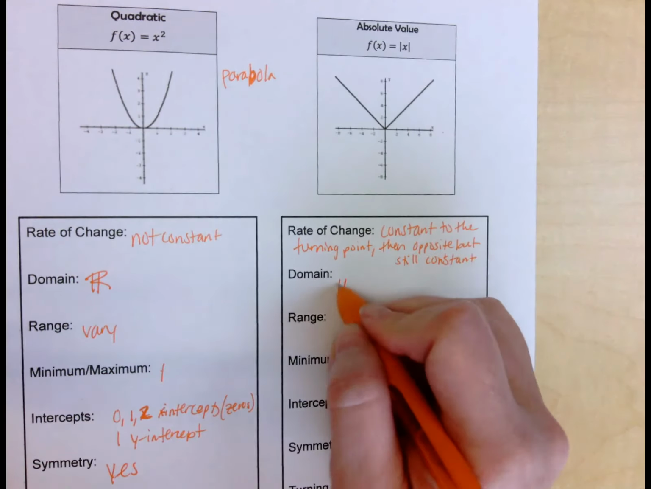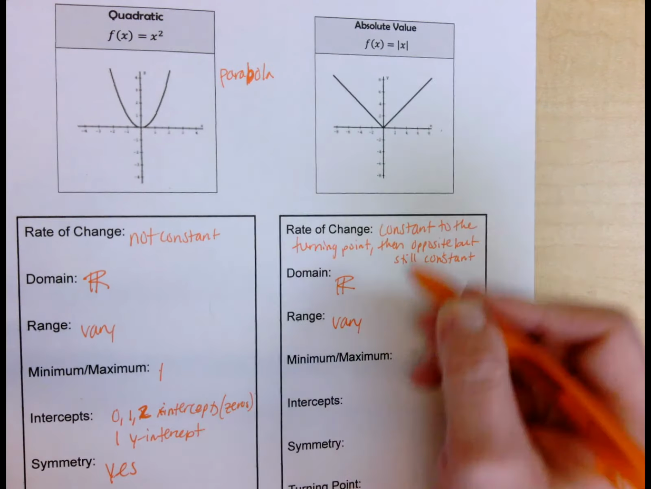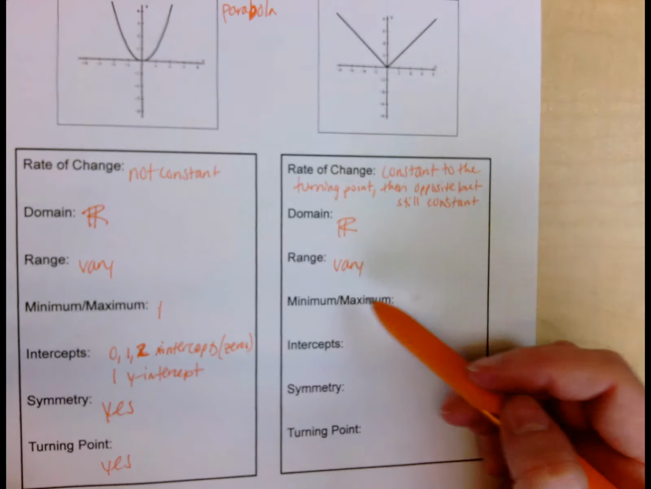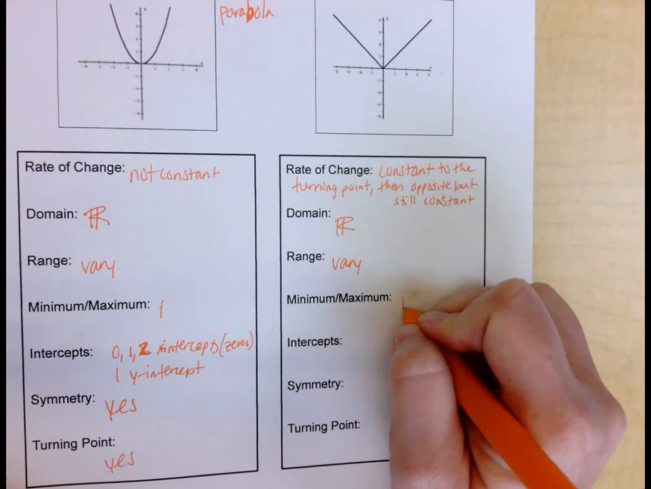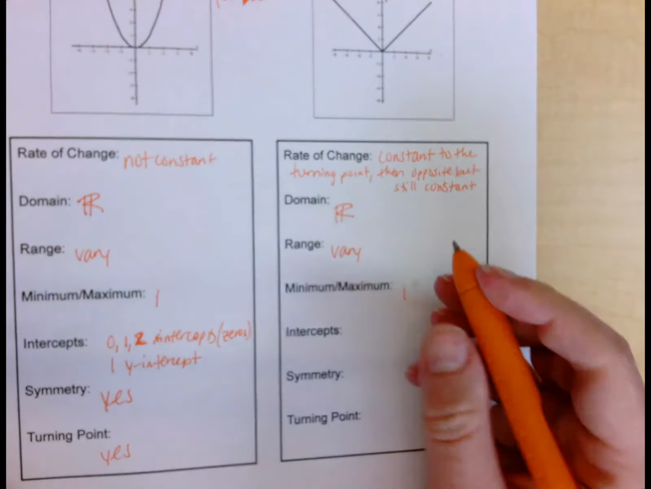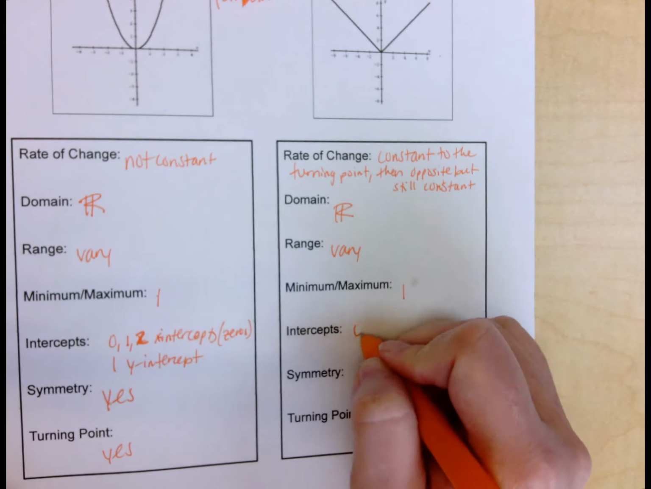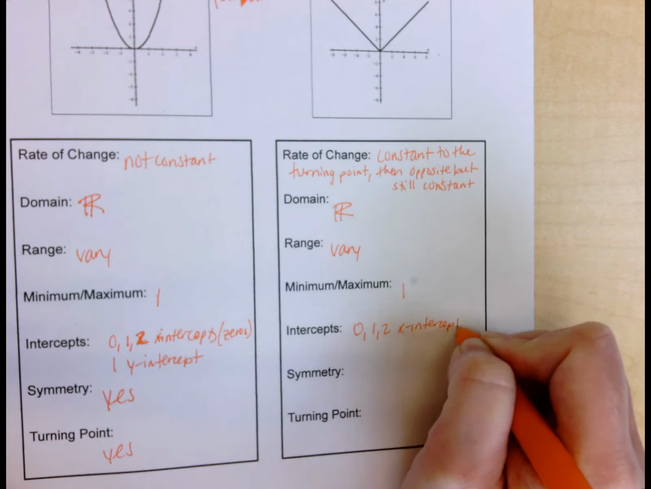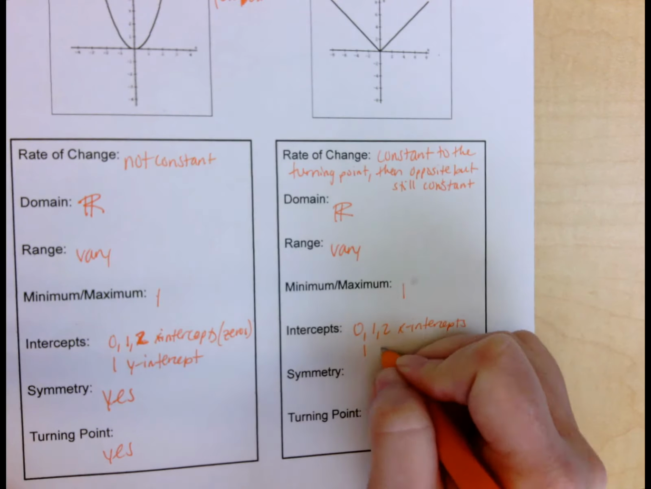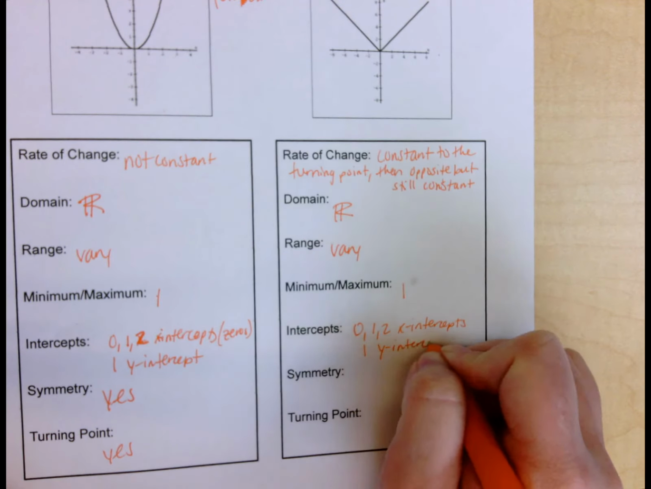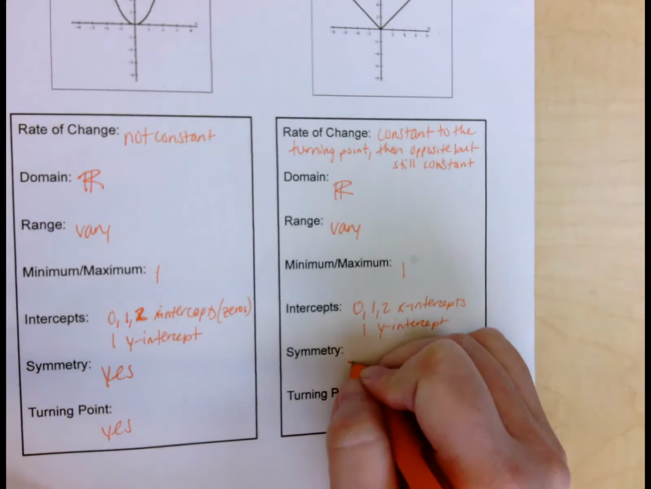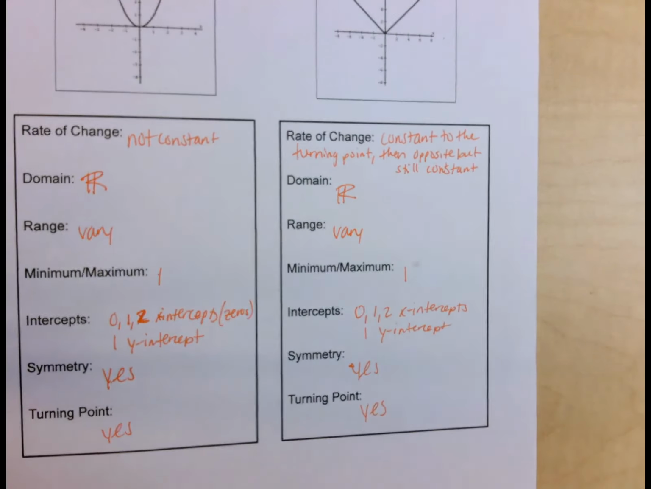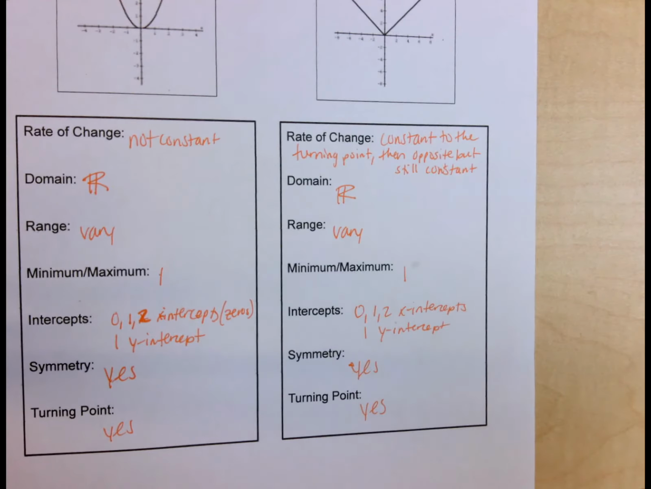Domain, it's always going to be all real numbers, and the range is just going to depend on where it's located. And then a minimum and a maximum, it will have 1. Intercepts, it will have possibly 0, 1, or 2 x-intercepts. And as far as the y-intercepts, probably just 1 y-intercept. And then symmetry, yes, it has it, and yes, it has 1 turning point. So make sure you get that copied down in your notes, and we'll go from there.